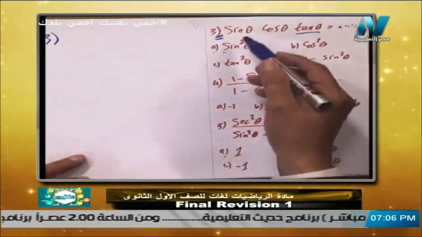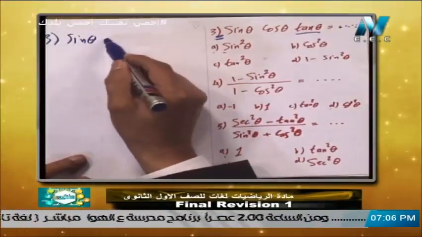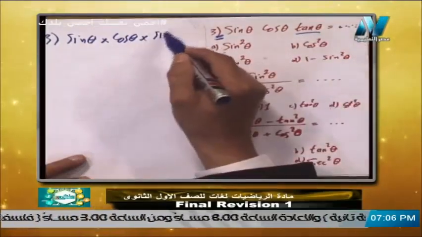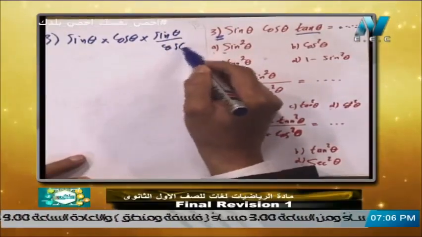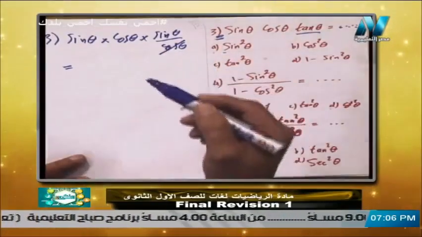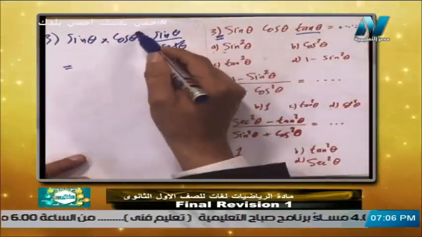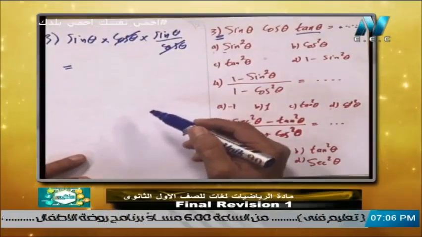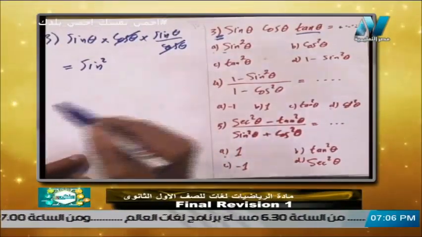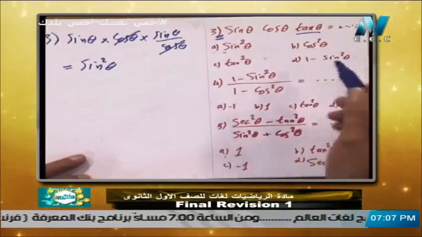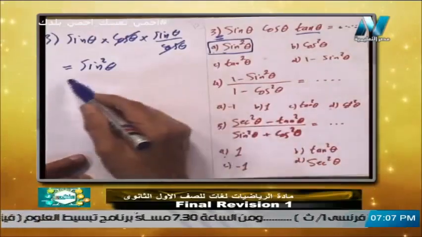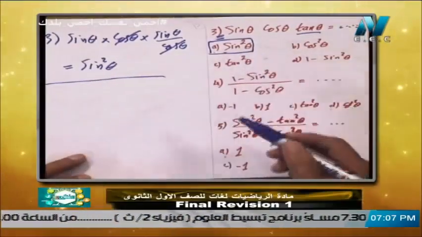Okay, sine theta multiplied by cosine theta as it is, and we can expand tan to be sine theta over cosine theta. Here in the denominator we have cosine theta. It can be cancelled with cosine theta, it equals 1. So sine times sine equals sine power 2 theta. Where is sine power 2 theta here? Is it A, B, C, or D? Now it's A. So the answer is A, sine power 2 theta.